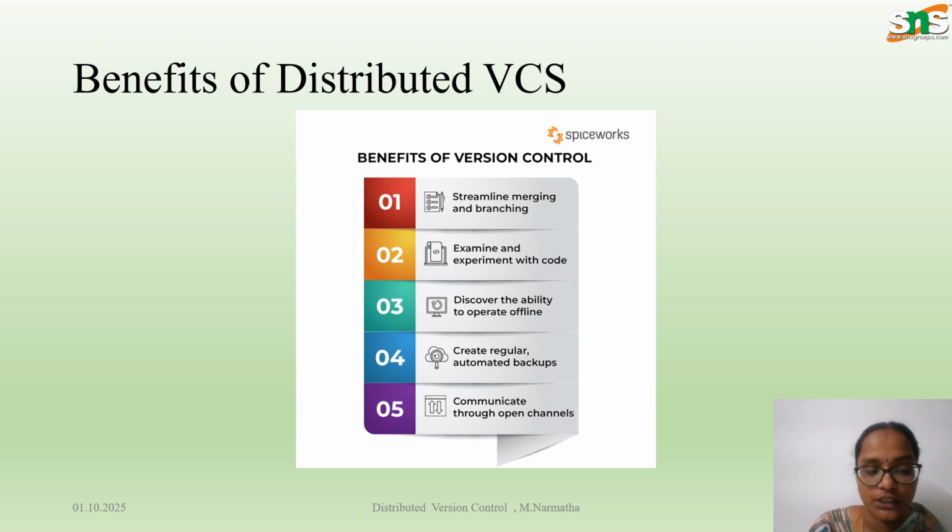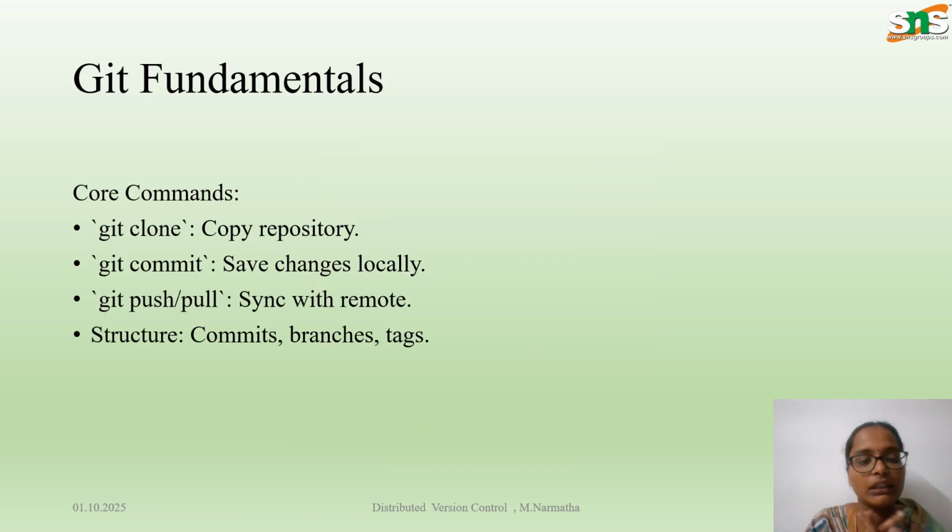The main benefits of distributed version control: the first one is merging and branching. If you want to merge something, we can do it. You can examine and experiment with code, so if you want to experiment with anything, you can do that with the help of version control. You can operate offline also. You can create and automate backups, and you can communicate through open channels. These are all the benefits.